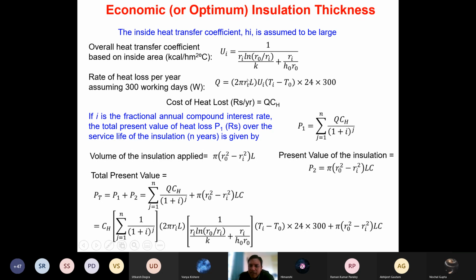So Q is given as U A delta T, but we want to calculate this Q over the year, on an annual basis. Remember here Q is kilocalorie per hour. So how many hours do we have in a day? 24 hours, and we are assuming that there are 300 working days. So 24 into 300, this will be the amount of heat lost over the year.